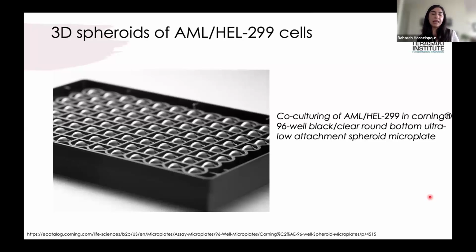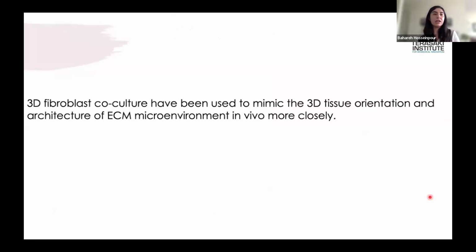This part of the experiment has been done in collaboration with Terasaki Institute in Los Angeles, and we used an ultra low attachment spheroid microplate, and we used a co-culture system. Technically, we co-cultured AML cells with HEL299 cells. And the reason that we use fibroblasts is that 3D fibroblast co-culture has been used to mimic the 3-dimension tissue orientation and architecture of the extracellular matrix microenvironment in vivo more closely.